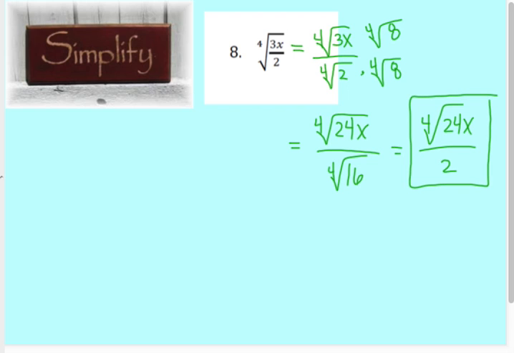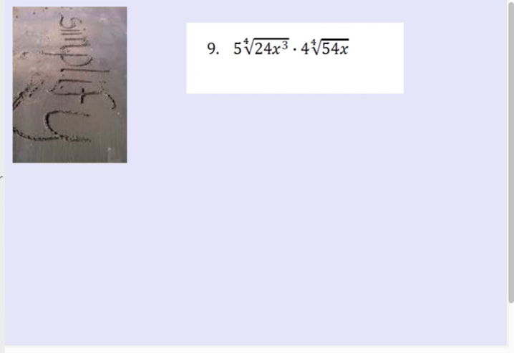Okay, we're going to do 9 and 10, and then we're going to call it a break for the day. So make sure if you have questions, you're writing them down so that I can help you if we need to. Okay. So number 9, I look at this. There's numbers out in front of my radical, so I'm going to multiply them right away. 5 times 4 is 20. Then I will have the 4th root of, let's just multiply everything right away. 24 times 54 gives me 1,296.